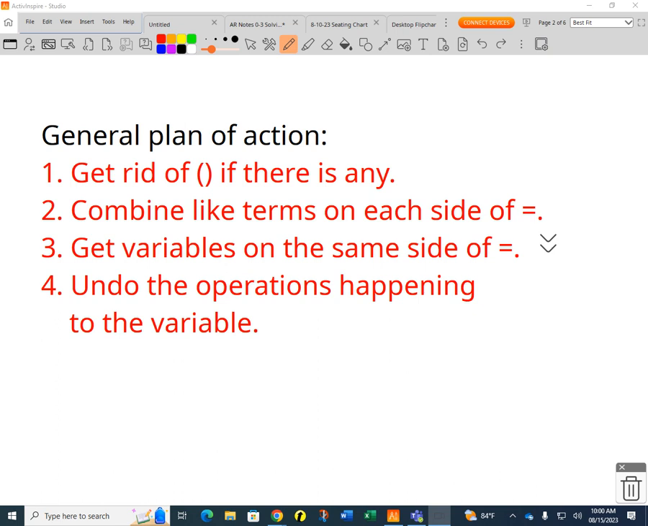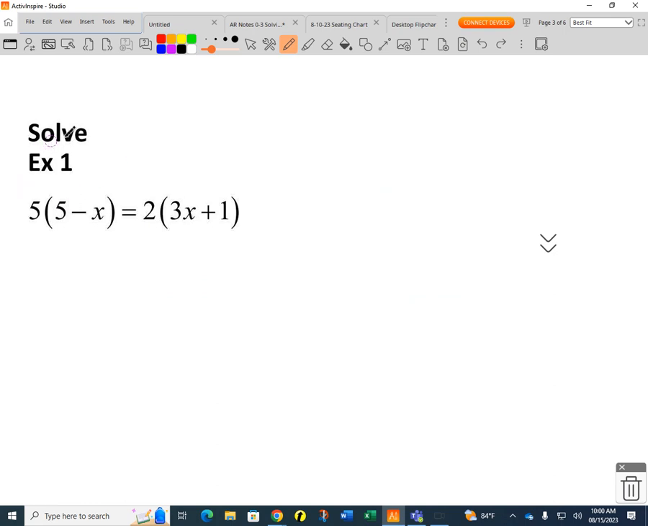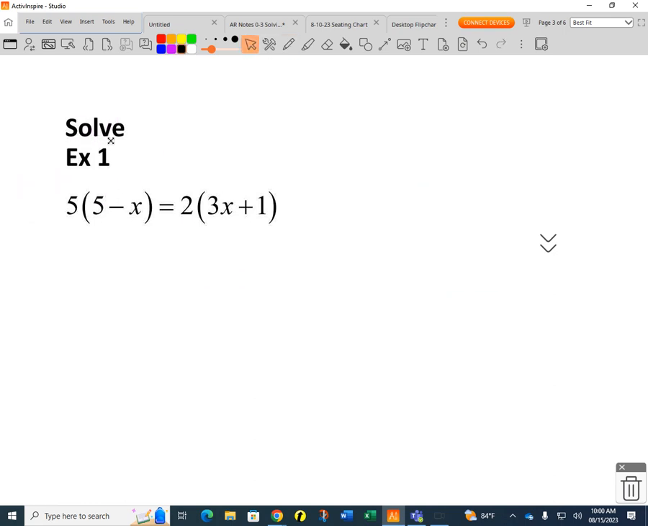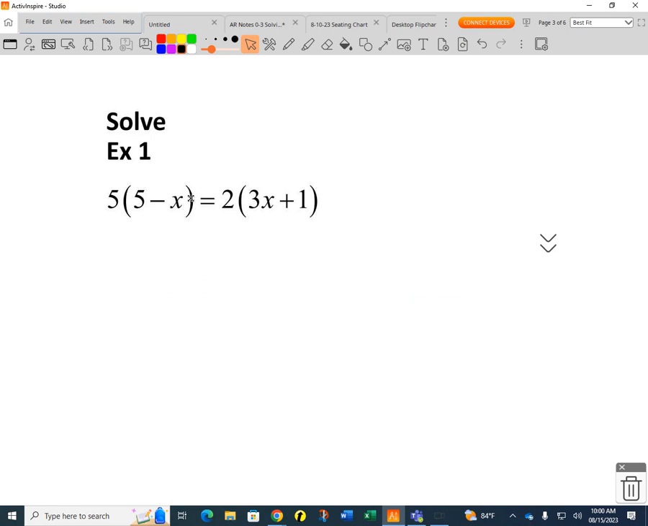All right, looks like everybody is ready to move on. All right, so this is a general plan of action. Sometimes we won't do this exactly this way, but in general, this is how it's going to work. So example number 1, 5 times (5 minus x) equals 2 times (3 times x plus 1).